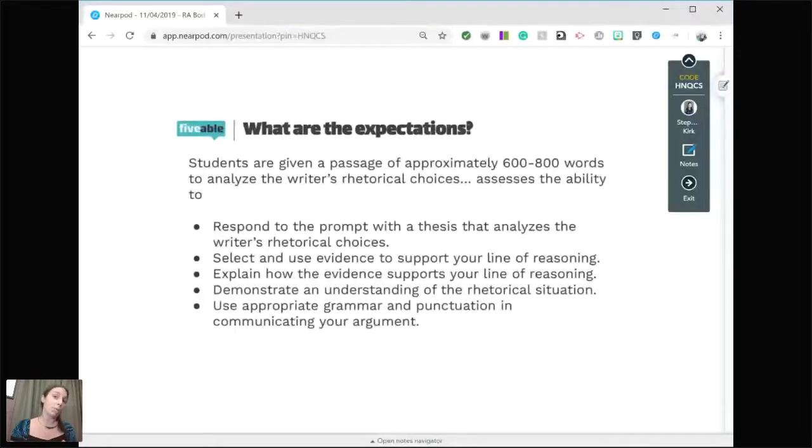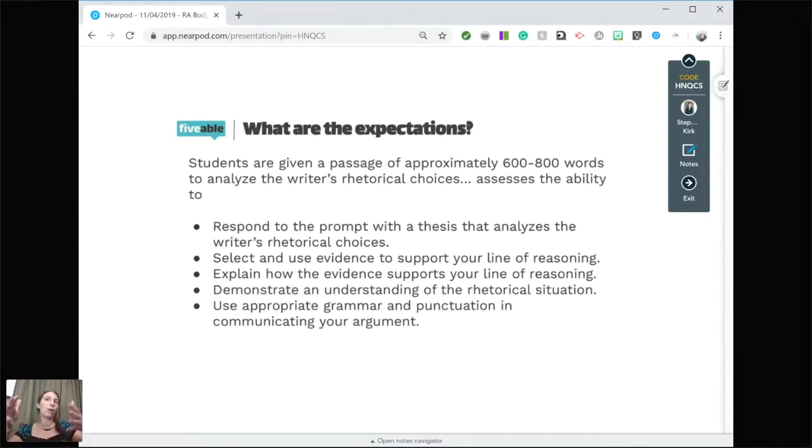In our course exam description, it says that you're going to be given a passage of approximately 600 to 800 words, and you're going to analyze the rhetorical choices. And it assesses your ability to respond to the prompt with a thesis that analyzes the writer's rhetorical choices, select and use evidence to support your line of reasoning, explain how the evidence supports your line of reasoning, demonstrate an understanding of the rhetorical situation, and then use appropriate grammar and punctuation in communicating your argument.